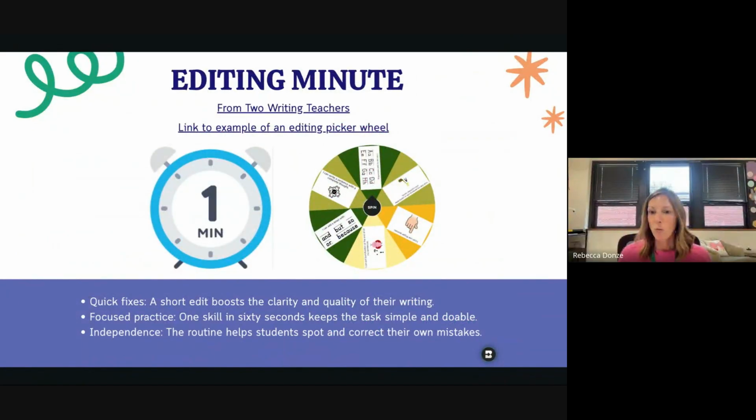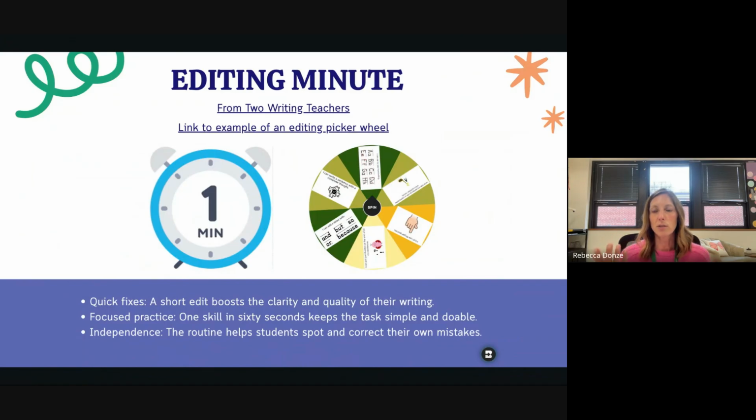All right, and one last final strategy that we wanted to share with you is called the editing minute. As writers, students should be constantly editing, and sometimes when we wait till that final week, it's rushed or they shut down. So having an editing minute would mean at the end of your writing time each day or a few times a week, you would have a minute and you could put a timer on the board.